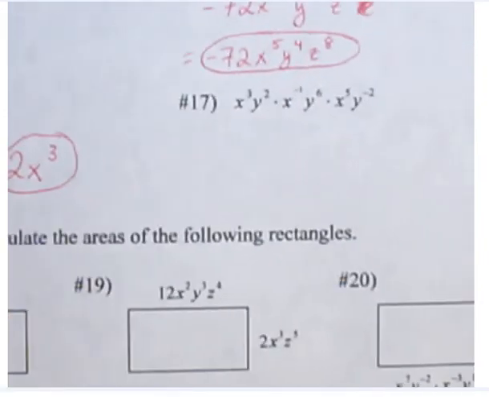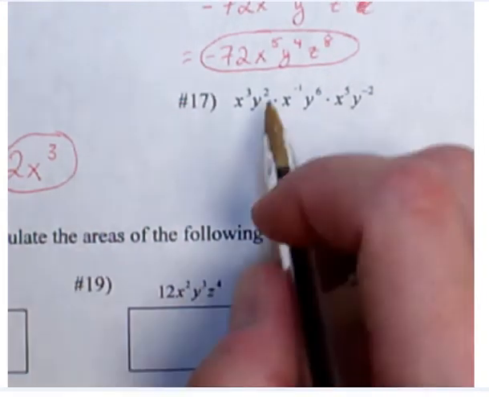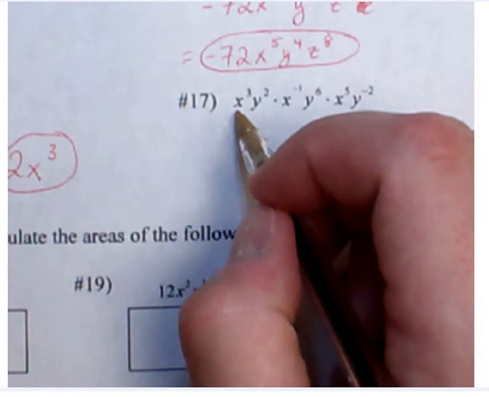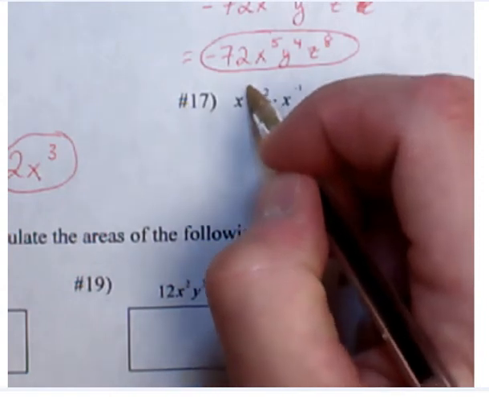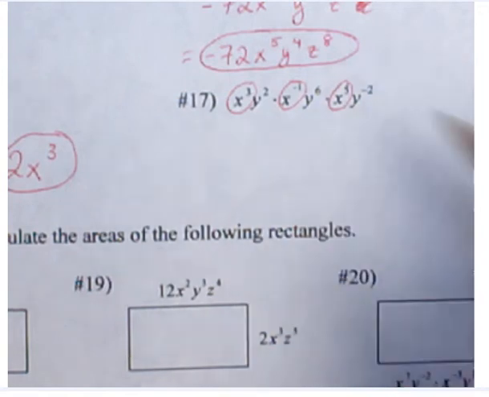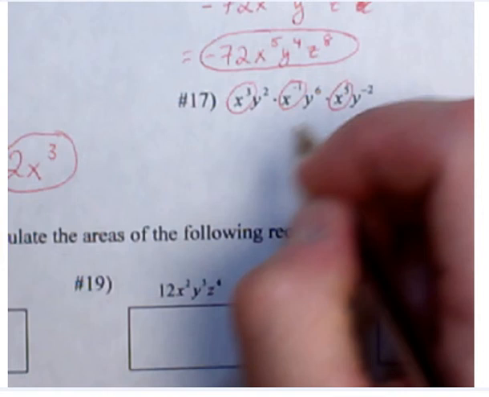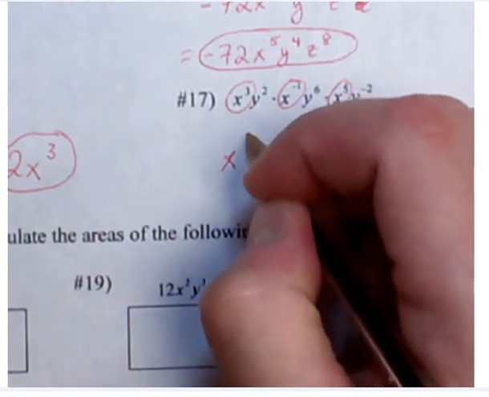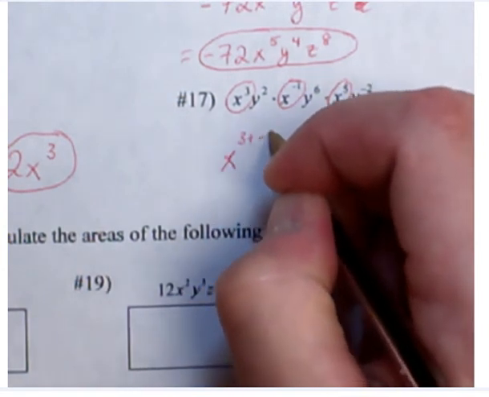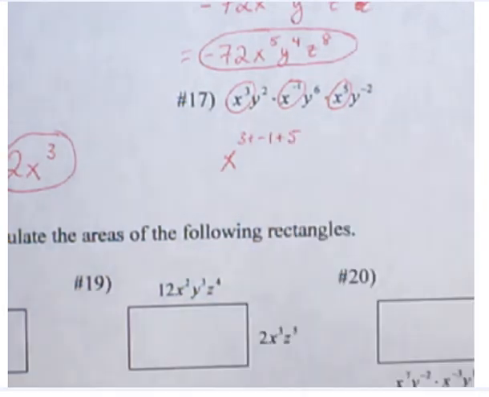Look at 17. Again, you have a lot of variables here, a lot of exponents. Let's take the x's. And one thing you can do, if this helps you, if you want to circle your variables, the ones that are the same so you don't miss something, multiply the variables, keep the base, add the exponents. So that's 3 plus negative 1 plus 5. Those are for the x's.